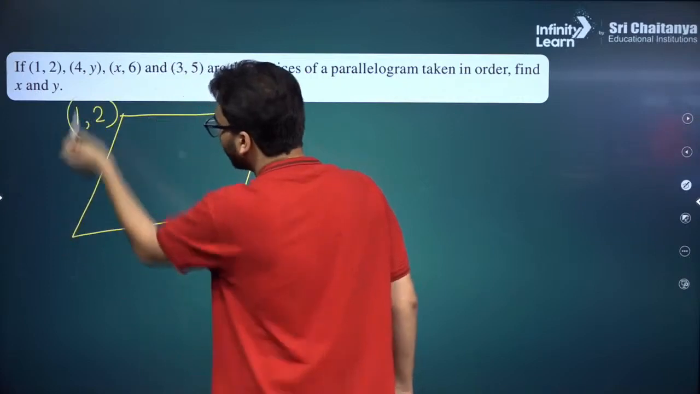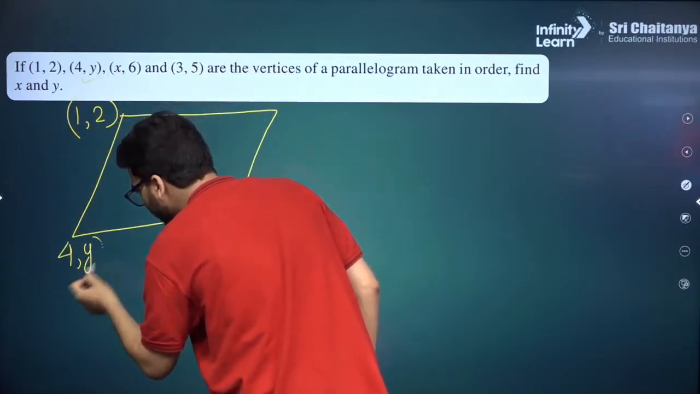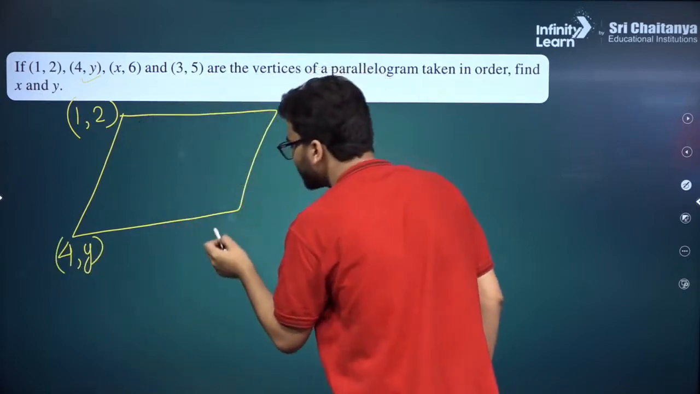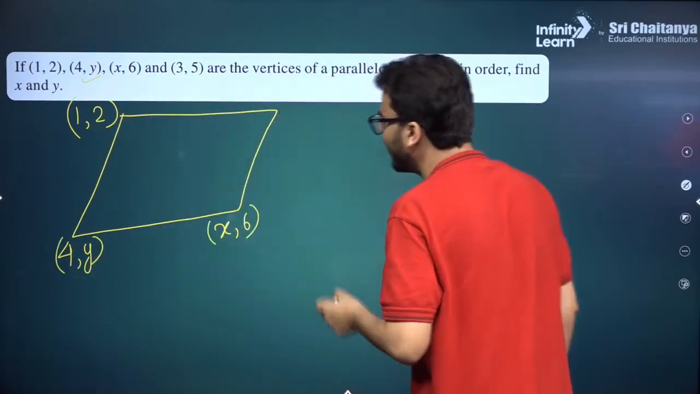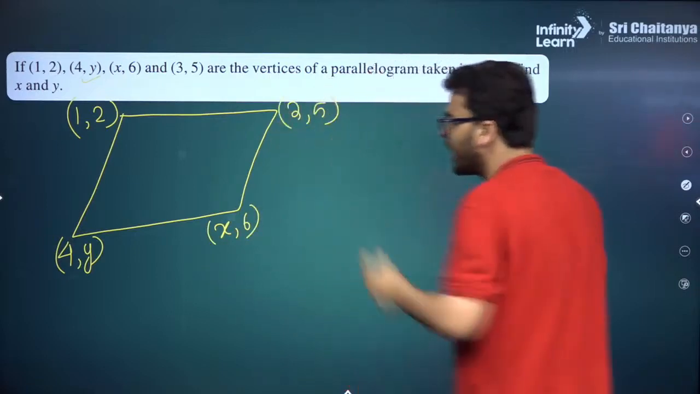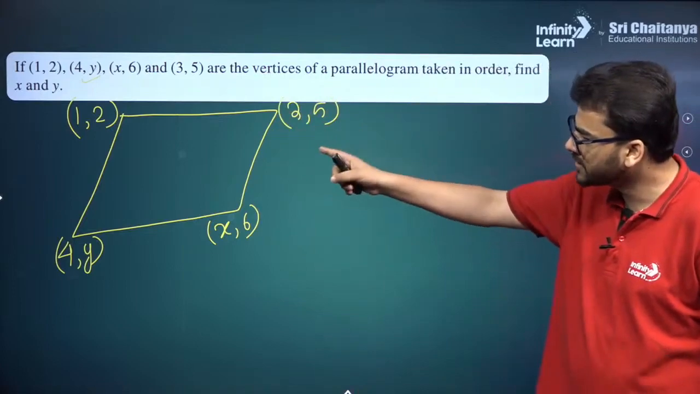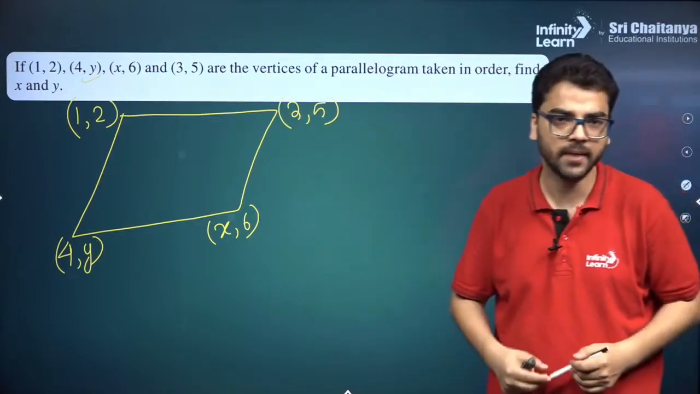It means first one, and then 4, y will come up over here. In some order we are taking, right? And then it is x comma 6 over here, third vertex, and then it is 3 comma 5. So we have to find the values of x and y over here. Let me check once again. 1 comma 2, 4 comma y, x comma 6 and 3 comma 5. That is correct only, right?